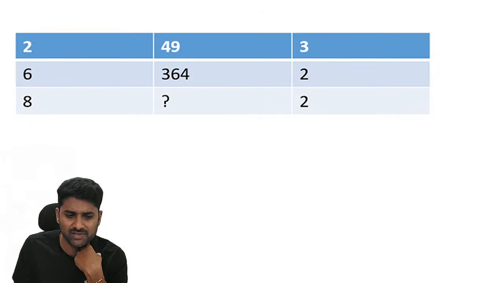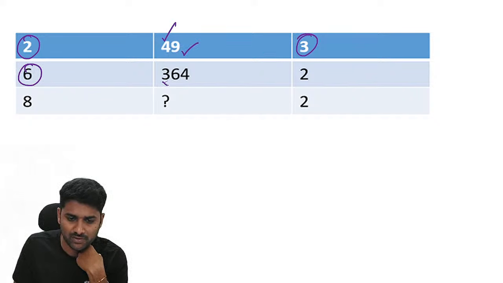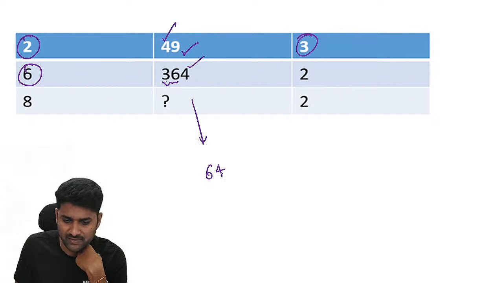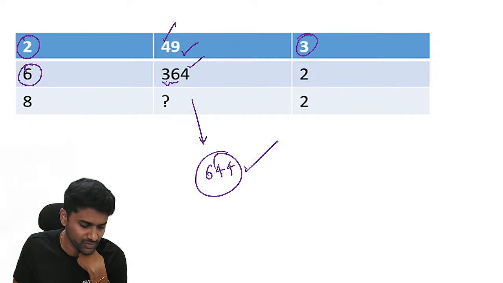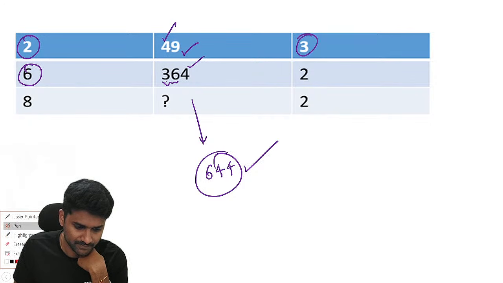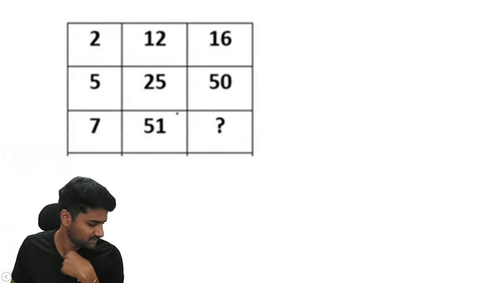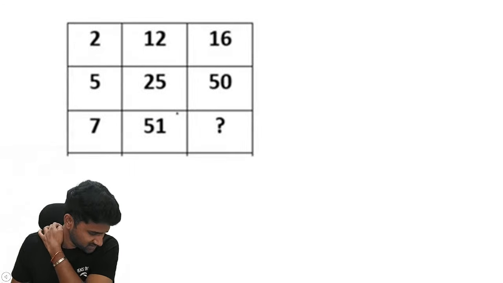Now you can see the simple logic here. So 2 square is equal to 4, 3 square is equal to 9, 6 square is equal to 36, and 2 square is 4. And which number should replace? 8 square 64, 2 square 4. So 644 is the correct answer. Next question. Try this.